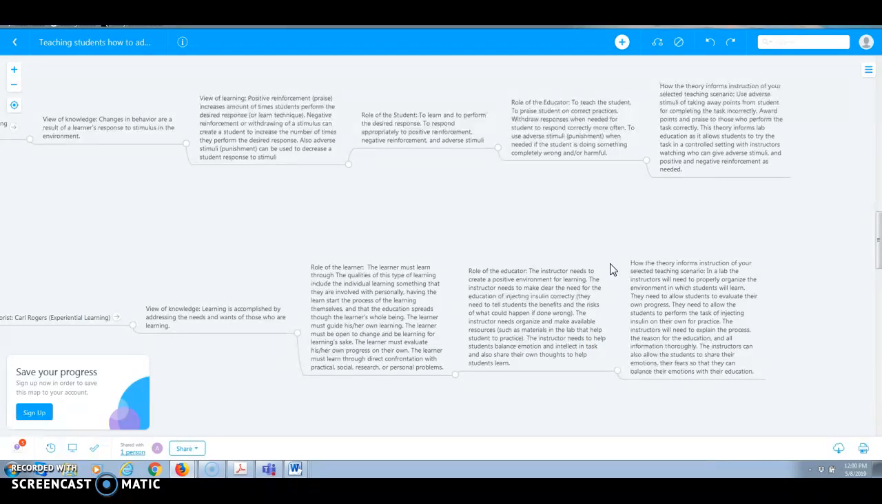Using adverse stimuli, taking away points from a student for completing a task incorrectly. I want you to think about how that's going to affect your learners, right? And awarding points if the task is performed correctly. If you want your students to learn a task, how do we learn tasks, right?